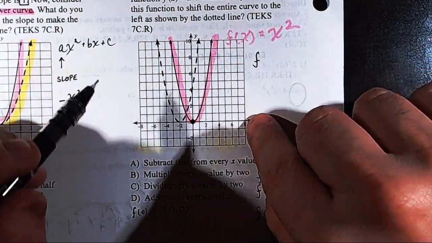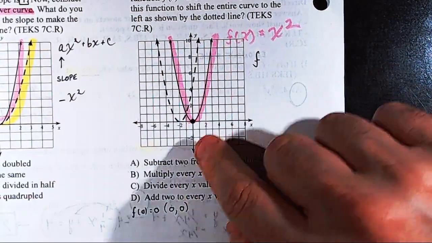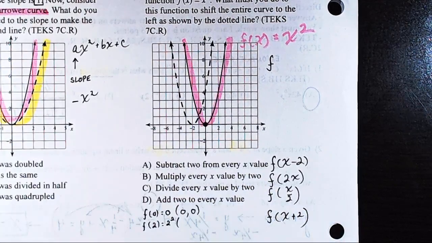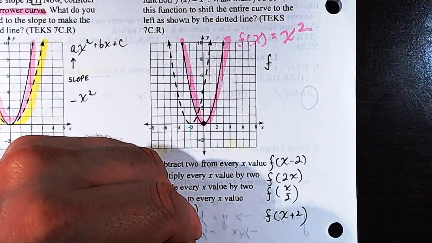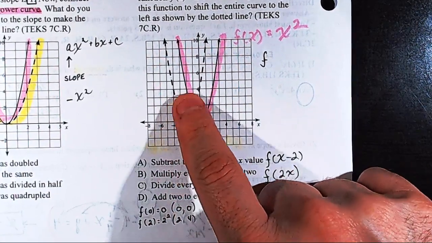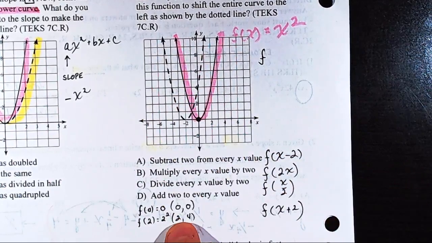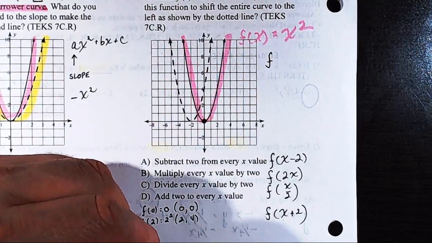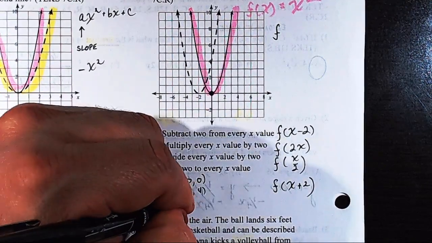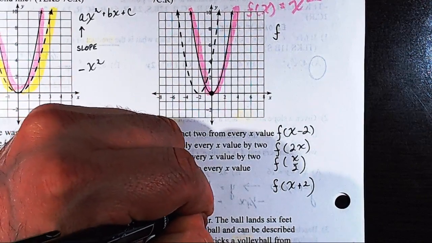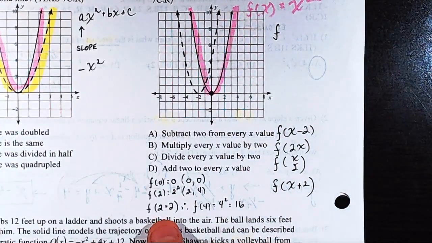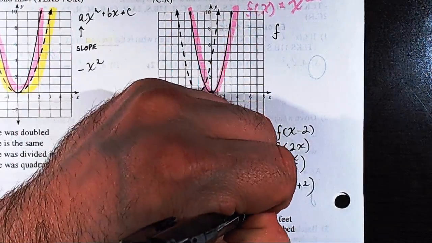Let me find another point where things cross. Here's one, 2, 4, all right? So I want to know, what is f of 2? Well, that equals 2 squared, which is 4, so I come up with 2, 4. Well, now, if I'm going to add 2 to the x values, let's see if I end up with some point on this line here. Let me try f of 2 plus 2. Well, what's 2 plus 2? It's 4. So f of 4 equals 4 squared, which is 16. So when x is 4, y is 16. So that is 4, 16.